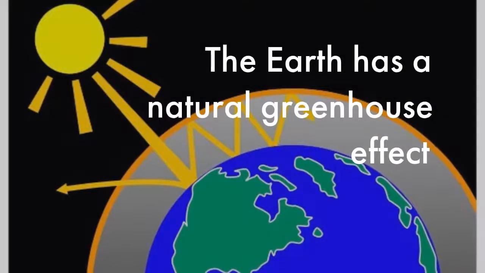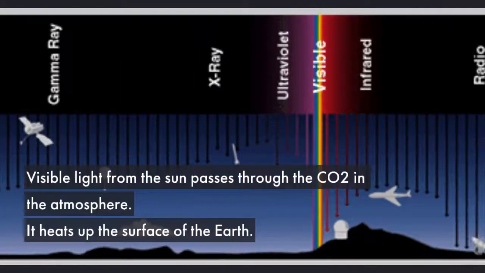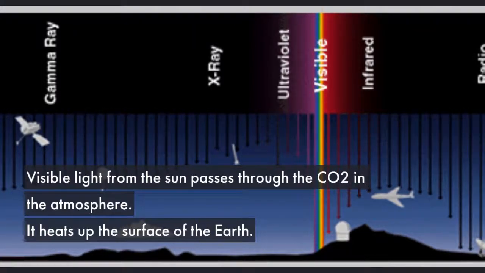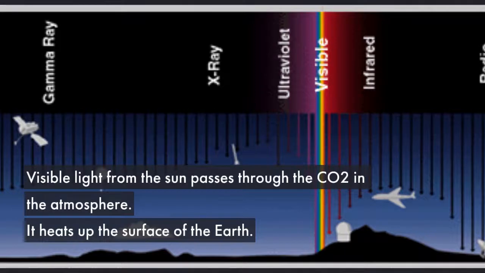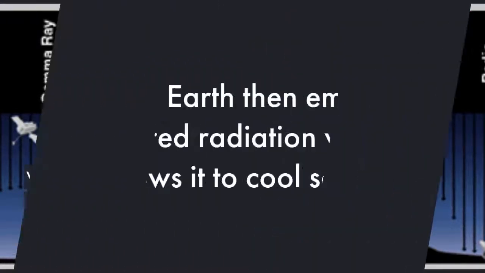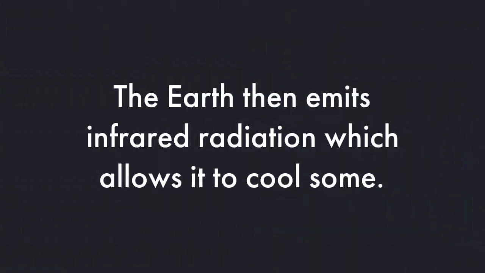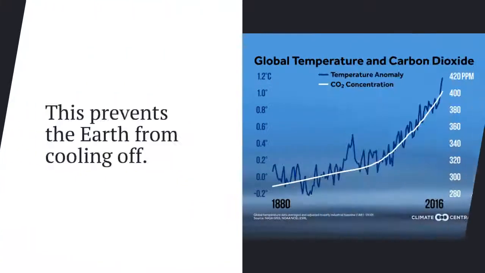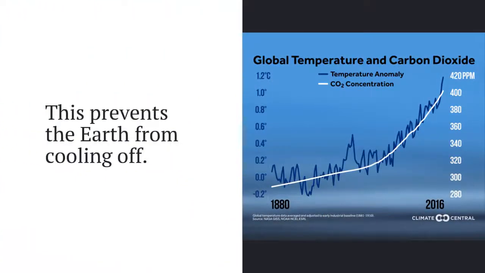The Earth has a natural greenhouse effect. This is a process where visible light from the sun passes through the CO2 in the atmosphere. It heats up the surface of the Earth. The Earth then emits infrared radiation, which allows it to cool off some. If there is too much CO2, then the infrared radiation is trapped. Humans have been a large cause of excess CO2 in the atmosphere. This prevents the Earth from cooling off.